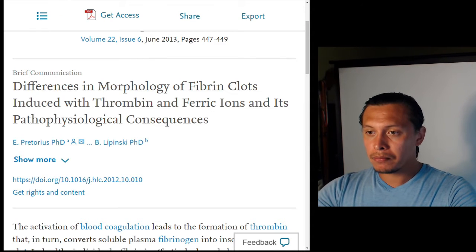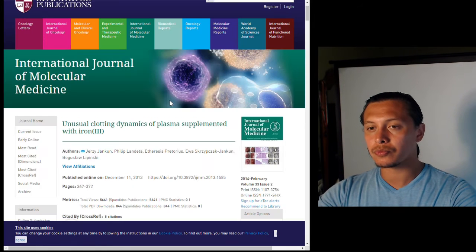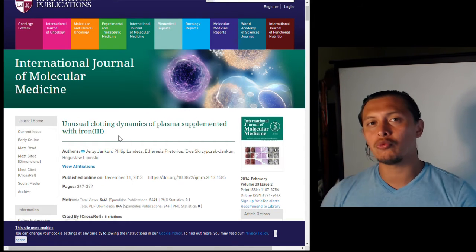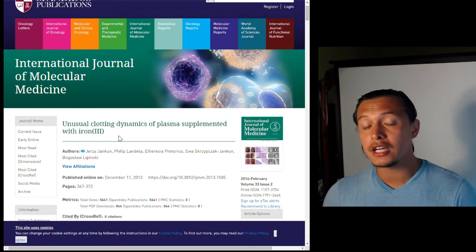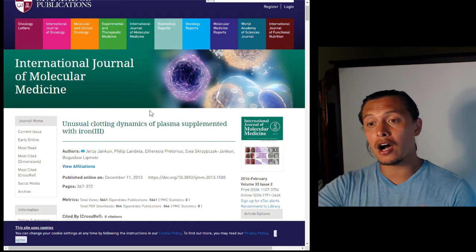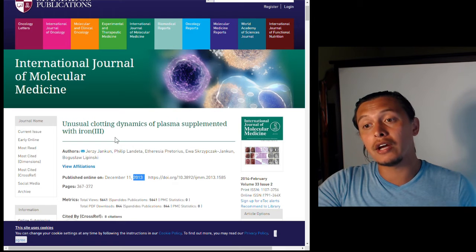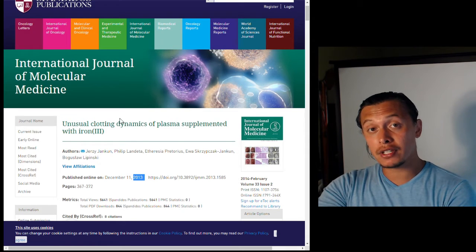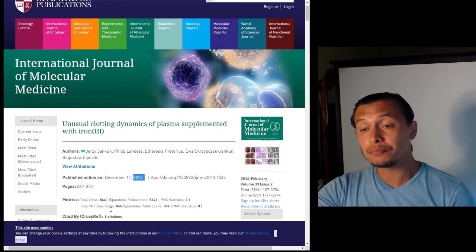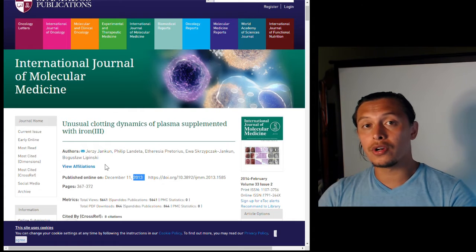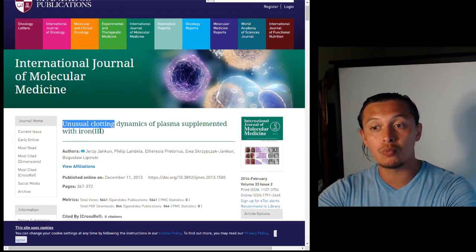So with that, I want to talk a little bit about these unusual clots. People have been talking about these weird clots that are forming in people with COVID-19. Well, here I want to discuss how we have known for a significant period of time, since 2013, that iron in and of itself can cause unusual clotting, so not normal clotting. Here: unusual clotting dynamics of plasma supplemented with iron 3.